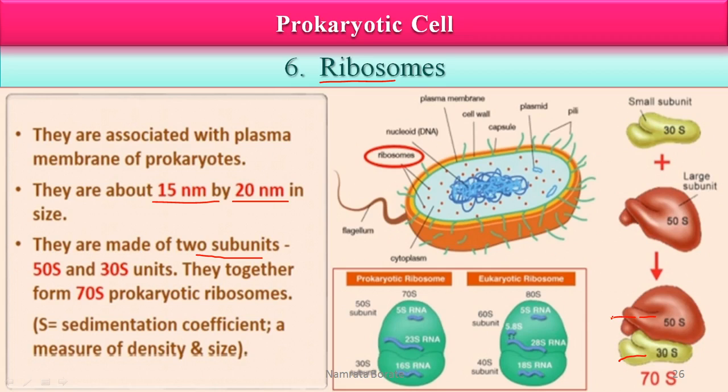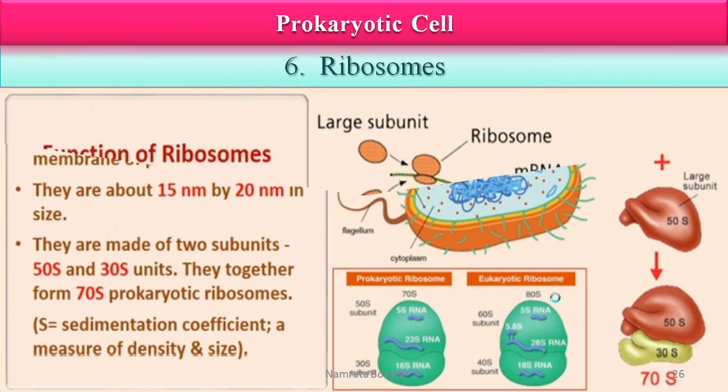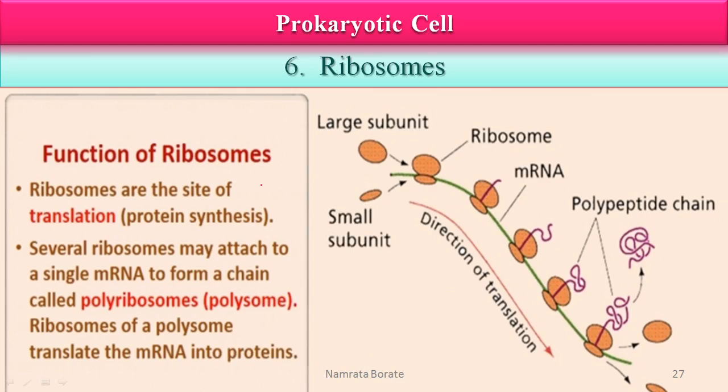What is S? S is the sedimentation coefficient, a measure of density and size. It was first discovered by Svedberg. So what is the function played by these ribosomes? Ribosomes are the site of protein synthesis, meaning the translation phenomenon is carried out by the ribosomes.